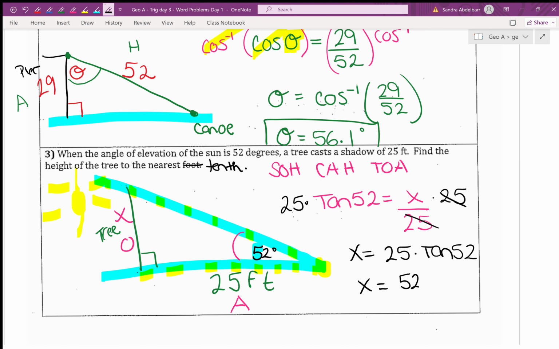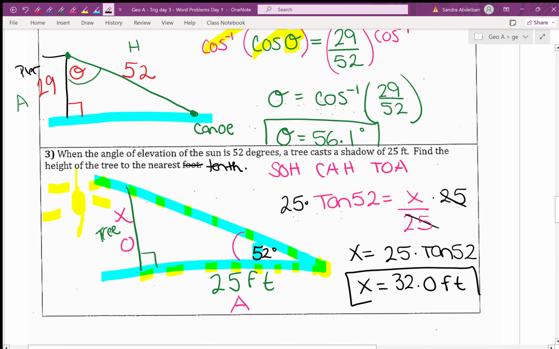32.0 feet. Is it important? Sam said 0.0. Is it important that we write down that 0.0? Yeah, I would have to take a point off if you didn't. Why? Because I said to round to the nearest tenth, so you have to show me the tenth spot, even if it's 0. Okay.